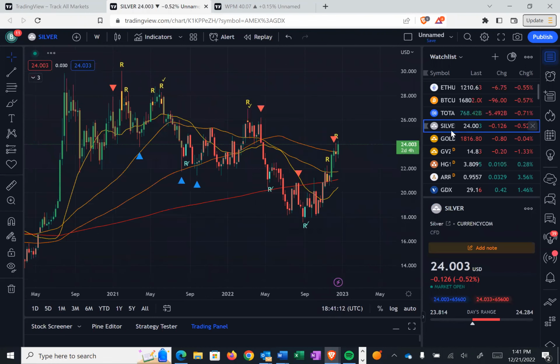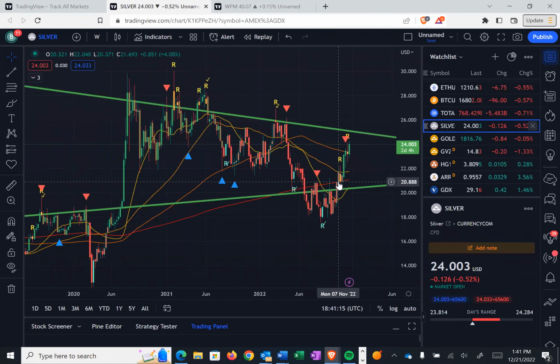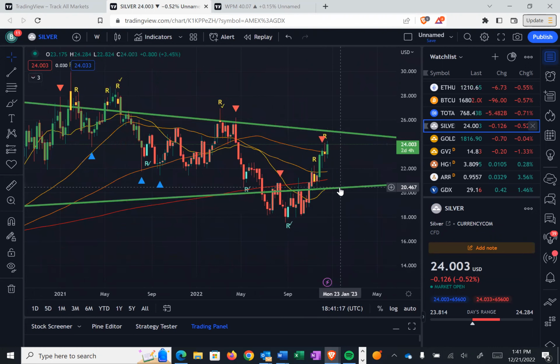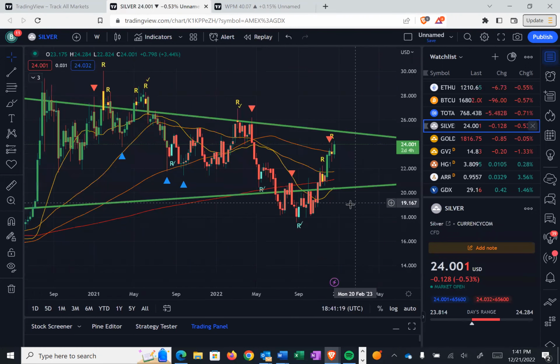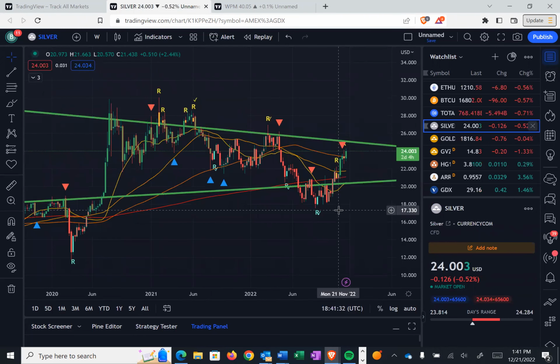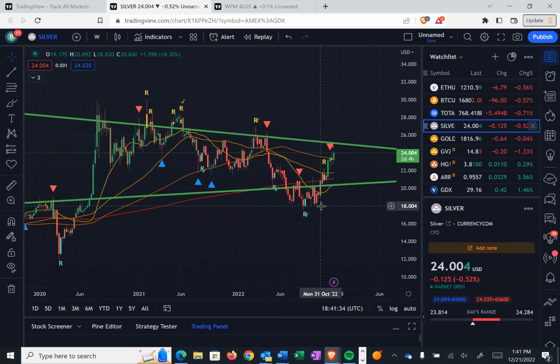Let's look at silver. Silver is also showing multiple reversal indicators. What I think will happen is we will come down to around the 200 week. When we cross the 20 week with the 200, we will probably come back and test this 20 to 21 region. I don't know if it will make a lower low, but silver is kind of unpredictable.